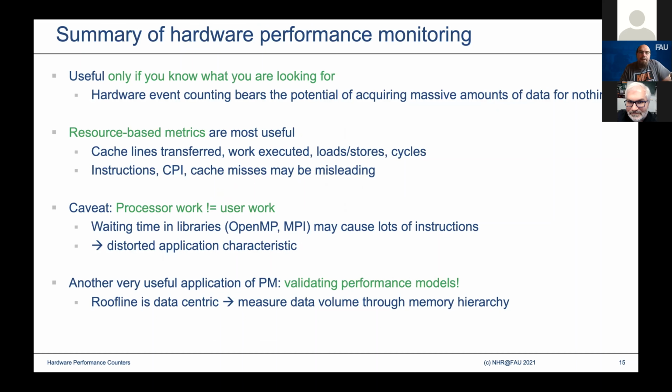In our opinion, the resource-based metrics are most useful. So like cache lines transferred, or data volume, bandwidth, and so on, loads and stores, the number of cycles, instructions executed, and so on. The CPI and also cache misses may be misleading, as we have seen in the example. So just looking at the number of instructions doesn't help.